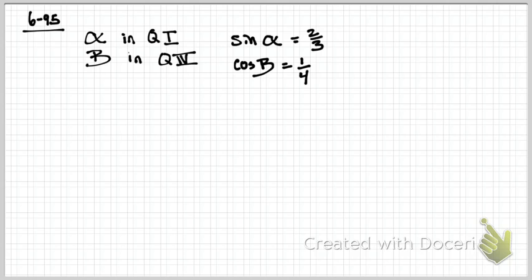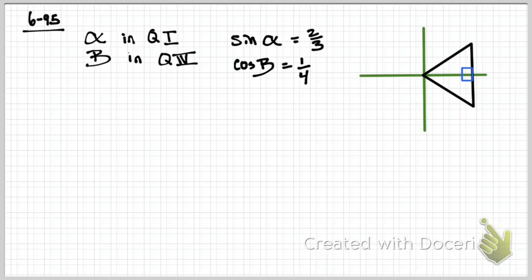For this problem, we've got to answer a bunch of questions. We need to draw triangles. So let's set it up. So we have quadrant 1, quadrant 4. I got my right angle, got my alpha, my beta, and then we know a couple things. We first know that sine of alpha is 2 over 3, which means my opposite over my hypotenuse is 2 over 3, and then cosine of beta is adjacent over hypotenuse, so that would be 1 over 4.